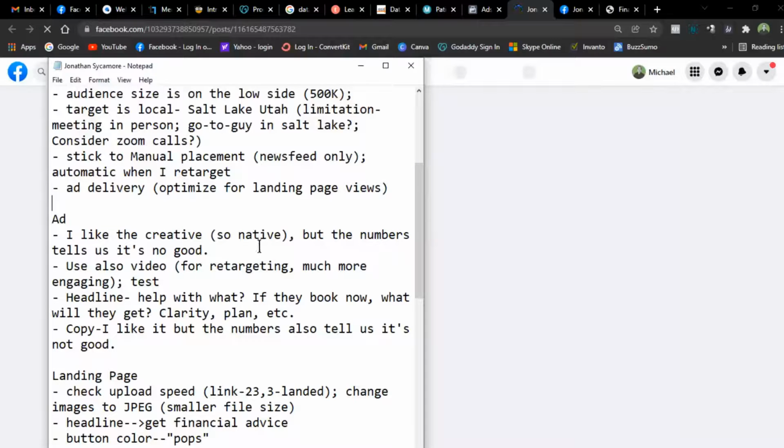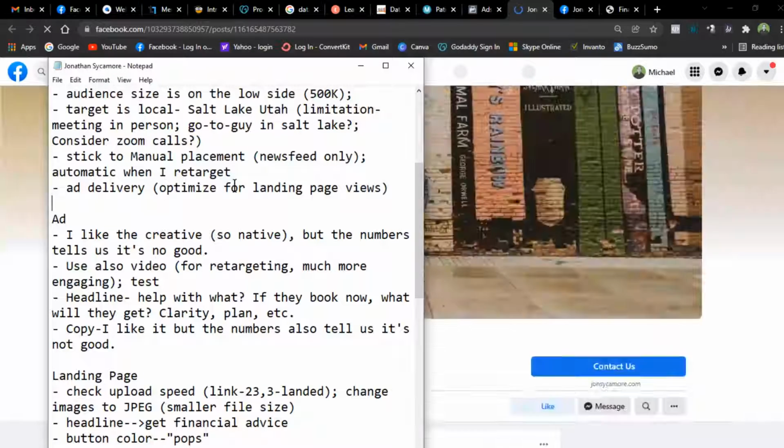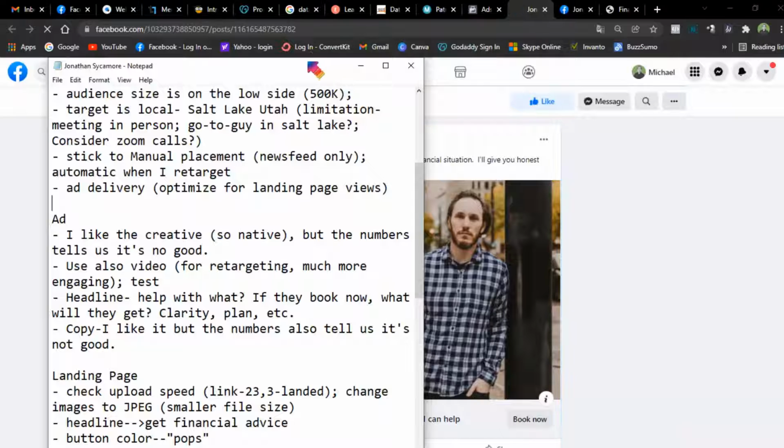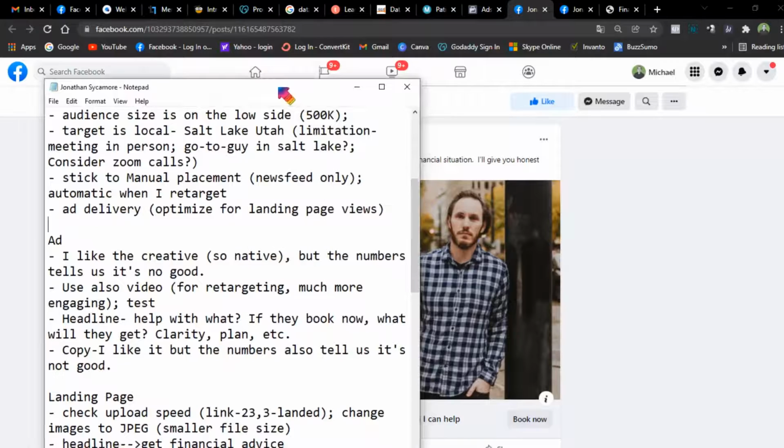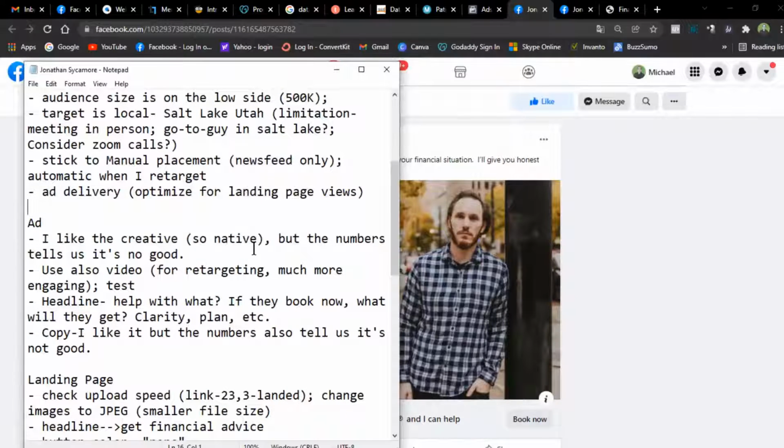Okay, so your ad, I really like the creative. This one, it's so native to the platform, but the numbers tell us it's not that good.